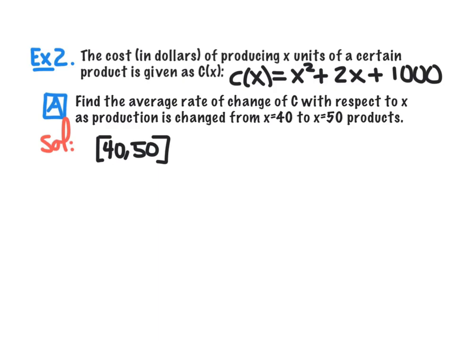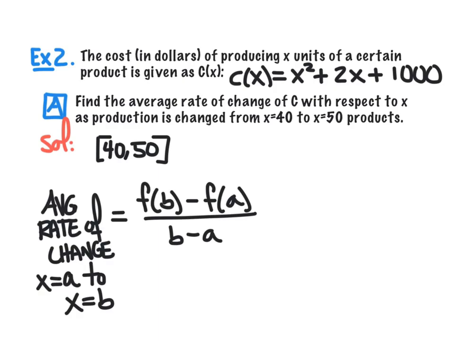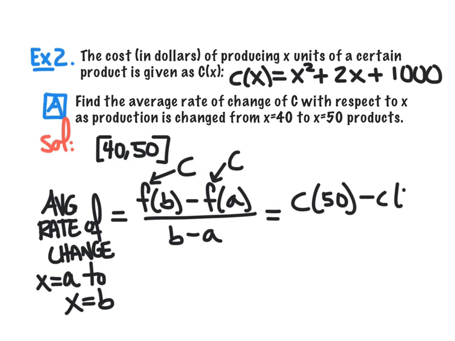All right. So let me write first the equation for average rate of change, and then we'll plug in everything that we know. And so I've gone back to our original equation that we learned for average rate of change of some function between x equals a and x equals b. It's simply f of b minus f of a over b minus a. Well, our f in this case is really cost. It's a cost function. So what we're actually trying to find is the cost evaluated for 50 units minus the cost for 40 units over 50 units minus 40 units.